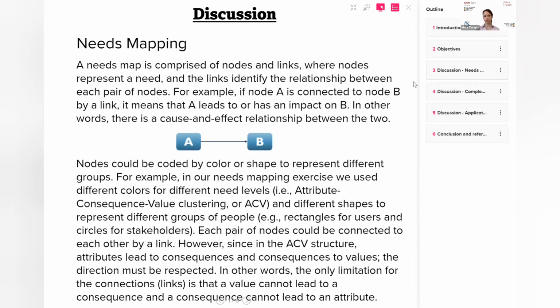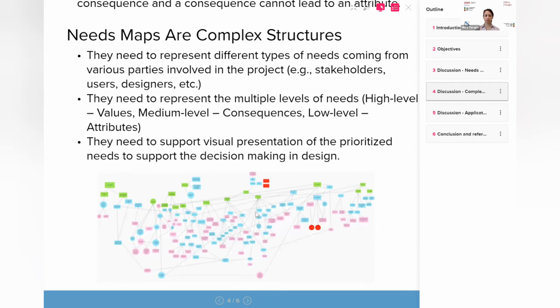A needs map is comprised of nodes and links, where the nodes are representative of the needs, and the links are representative of the connection between the two. So when A is connected to B, it means that A leads to B, or A has an impact on B, meaning that there's some sort of causal relationship between the two. In addition, we have used an initial clustering in our need maps based on means-end theory called the ACV clustering, where we have made the distinctions by color coding.